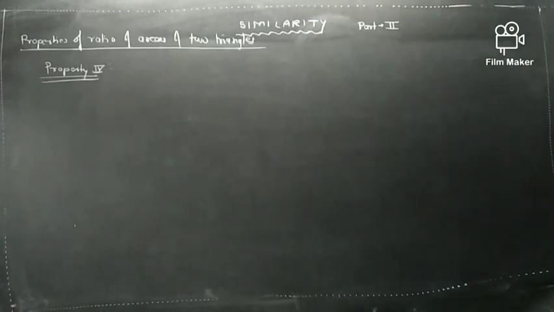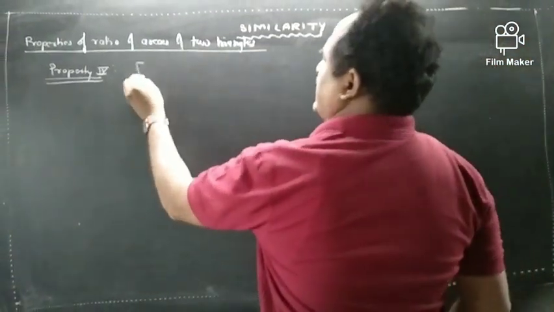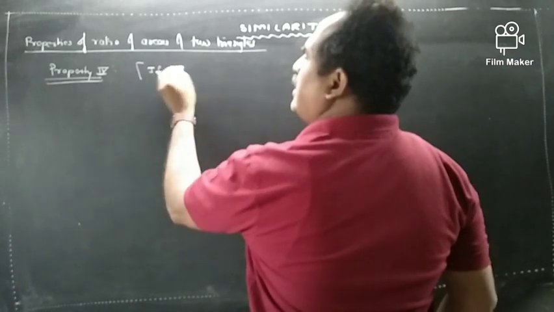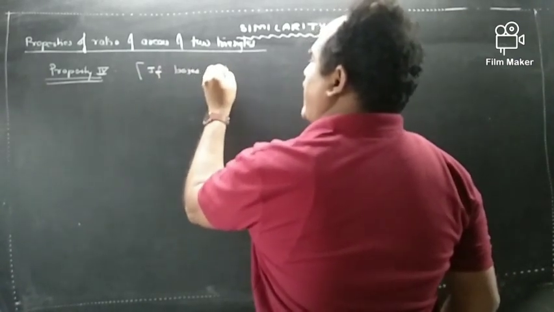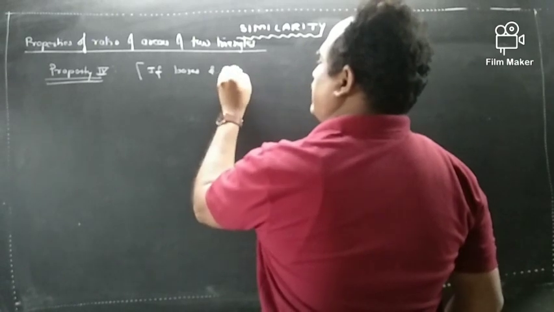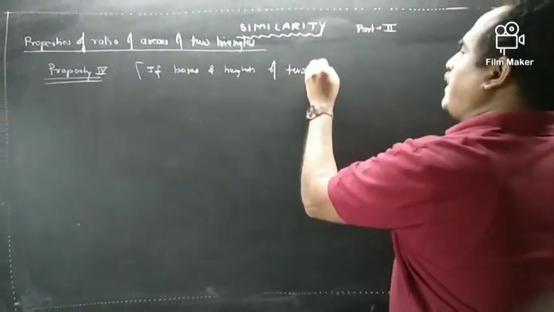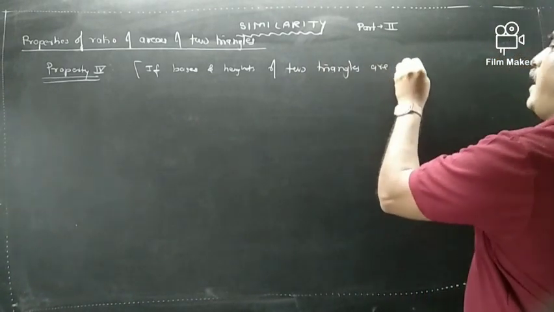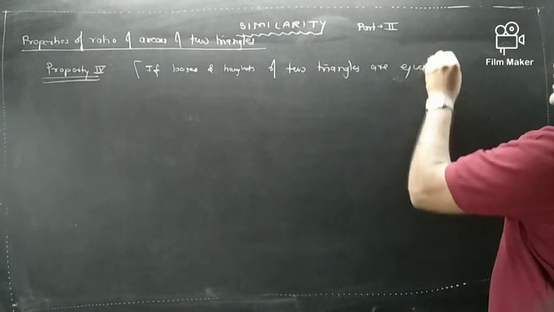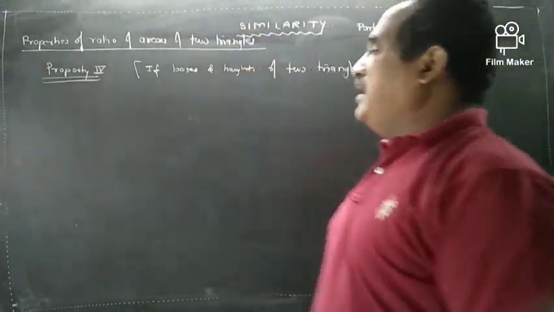Now we are going to start the property 4. The property 4 is: if bases and heights of two triangles are equal, means the heights are also equal, bases are also equal.